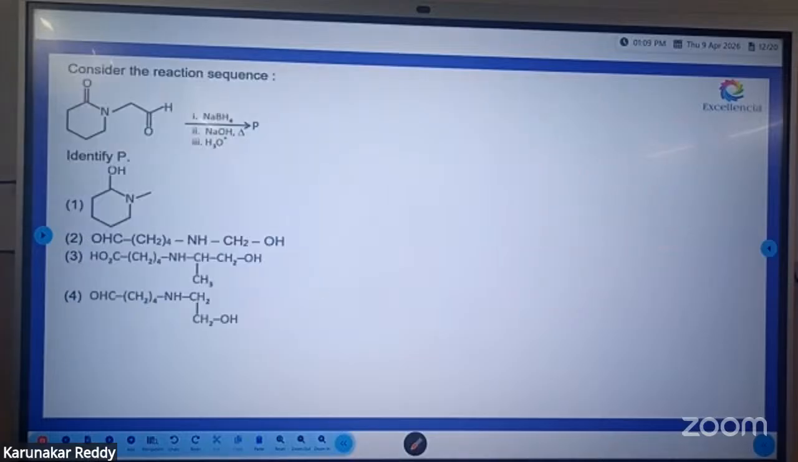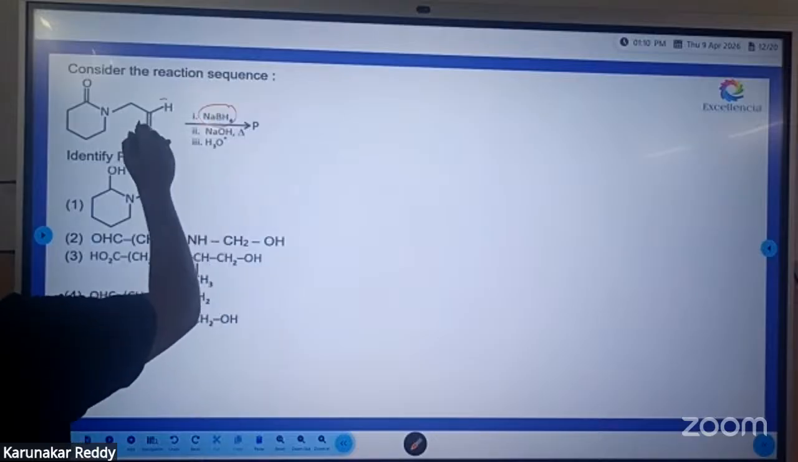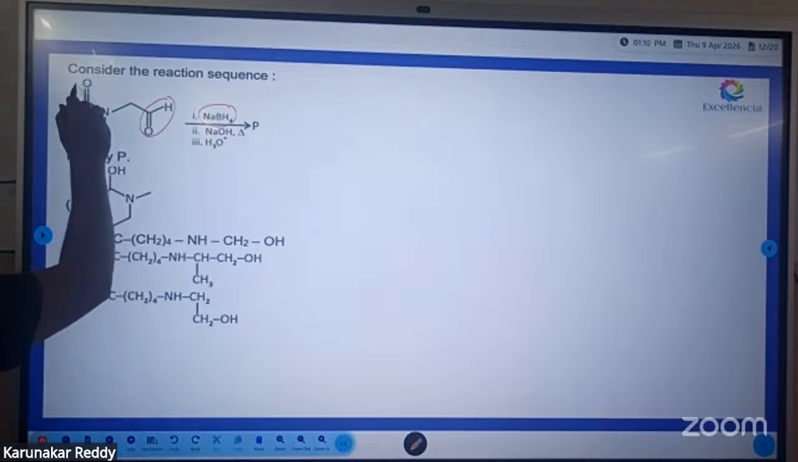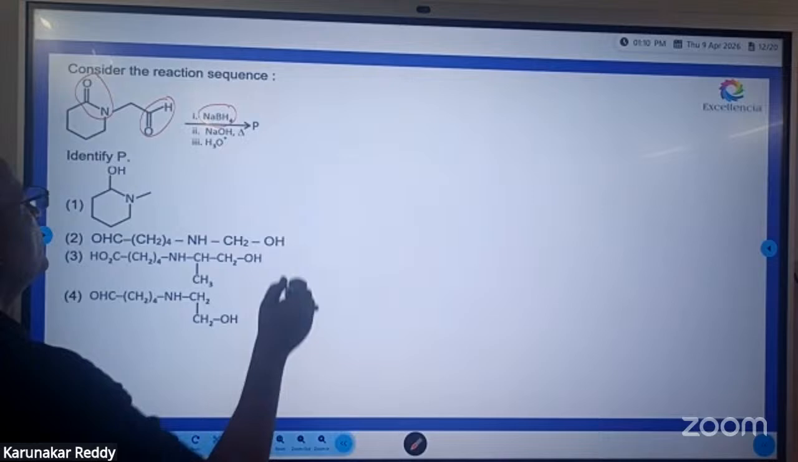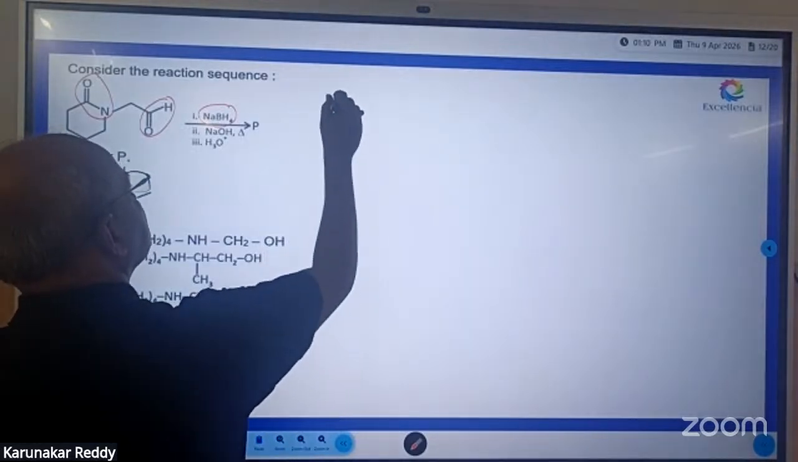Now it's from organic chemistry. Now it's very simple. Sodium borohydride is a reducing agent. It can reduce the aldehydes and the ketones. There is an aldehyde part. This is an amide part. So it can't be reduced by the sodium borohydride. Then we'll get this product.